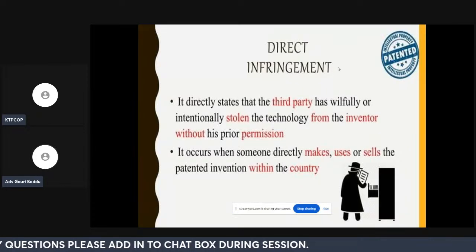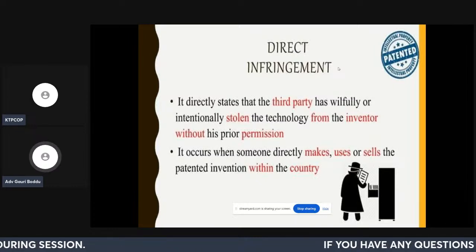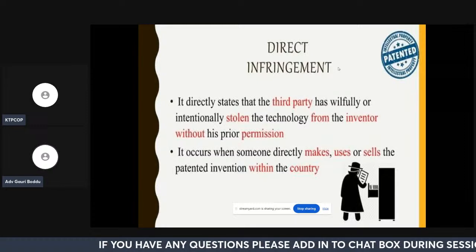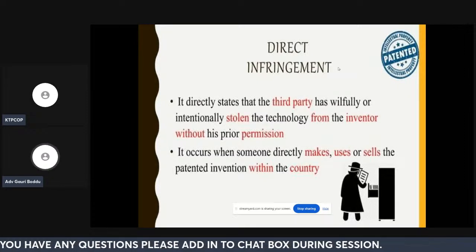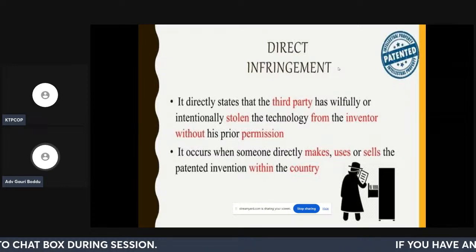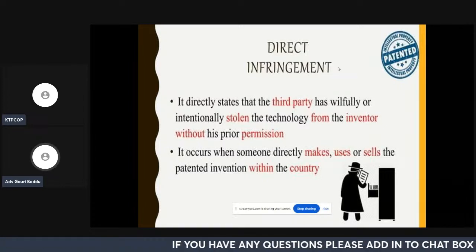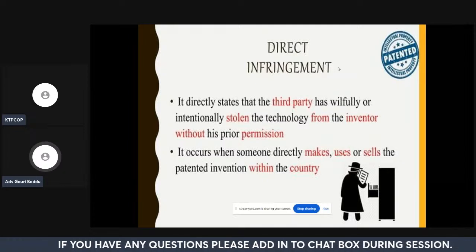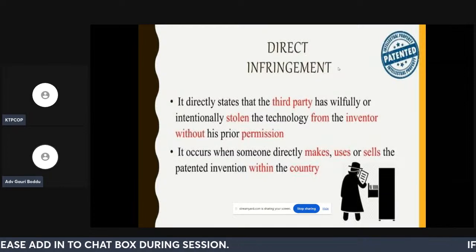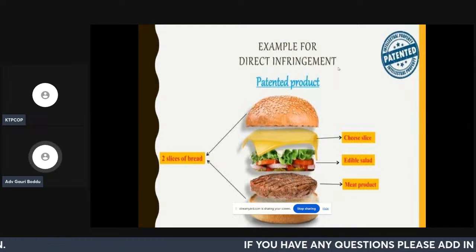So now direct infringement. It directly states that the third party has willfully or intentionally stolen the technology from the inventor without his prior permission. It occurs when someone directly makes, uses, or sells the patented invention within the country. Now, directly means exactly the same, has not missed any component, has used the same process, has used the same procedure to make it, and has used the same components. That means direct infringement.